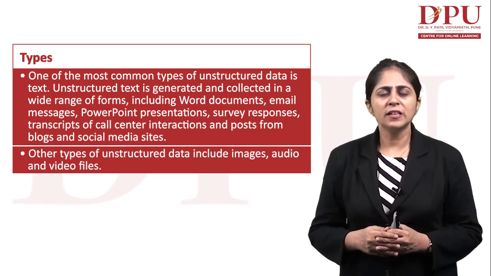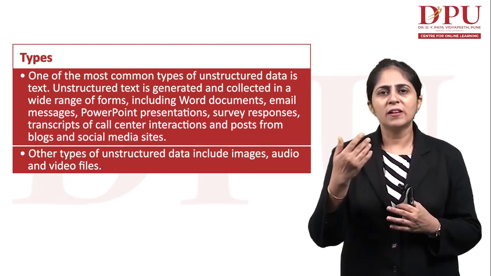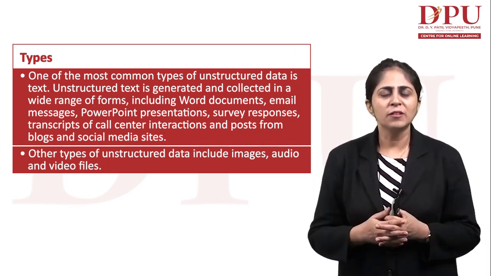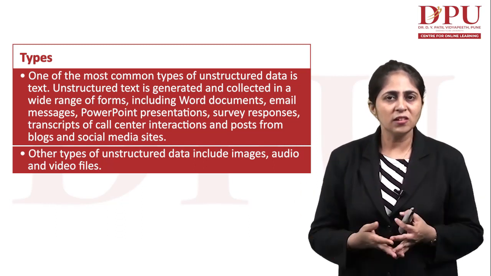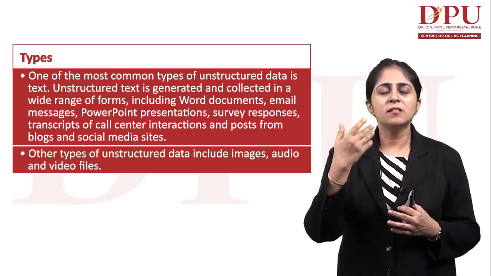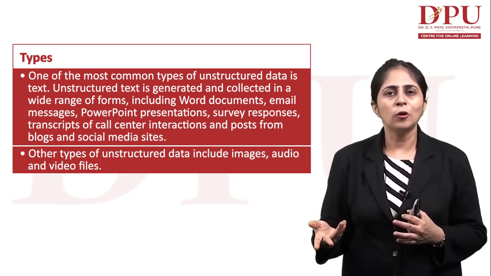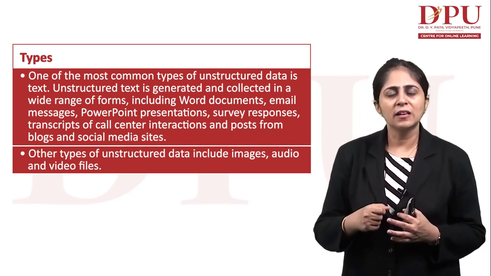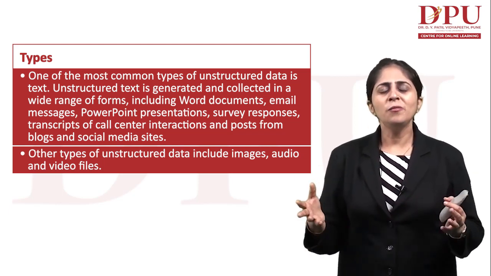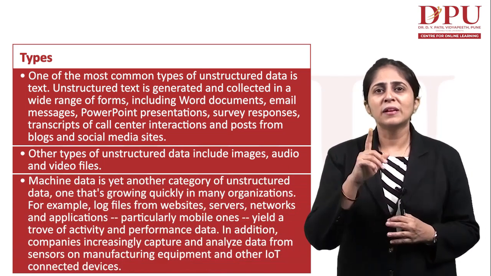Another type of unstructured data will include the various images, audio, and video files. So this is another form of unstructured data that we can receive. In the form of images, it can come to us. In the form of audio, that means if a person is putting some review of our product in the form of audio, we can receive some unstructured data in the form of audio too. Similarly, in the form of video also it can be done. So we have this unstructured data in different forms.